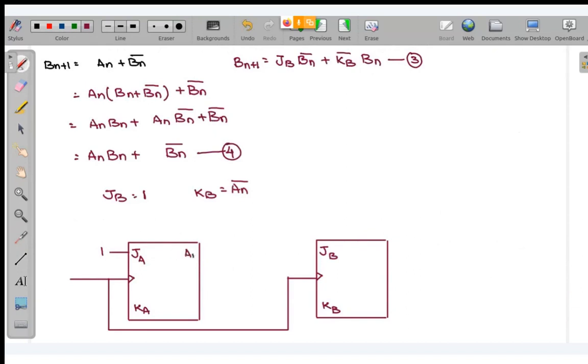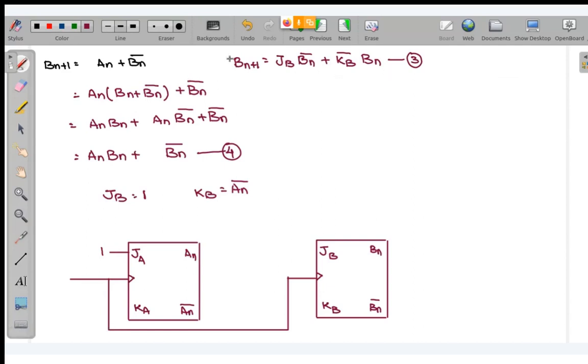So this is An complement. This is Bn complement. What? KB is equal to An.